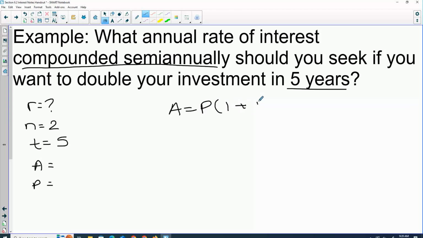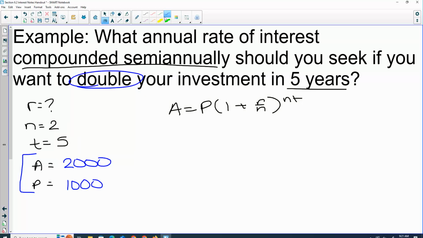We know it's not continuous, so we're using this formula. My recommendation seems to be the easiest if we just make up an amount here. So how much money do you want to pretend we have today? $1,000. If I'm going to double it, how much money would I end with later? 2,000. It won't matter what amount you put for P as long as your A is double that amount. So if I started with $10, I would end with 20. If I started with 200, I would end with 400. So we're just making that up for the doubling.